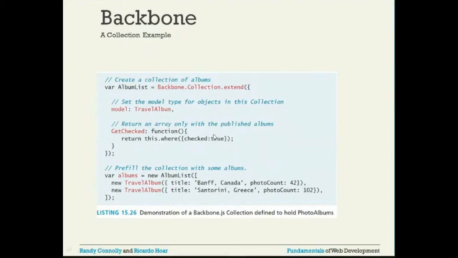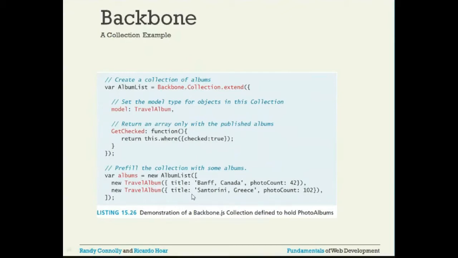Return an array only with the published album. So this particular collection list, this method get checked will get all the albums which are checked. So you can see here return this dot where checked is true. Okay, whichever albums are published, those will be sent as a list.